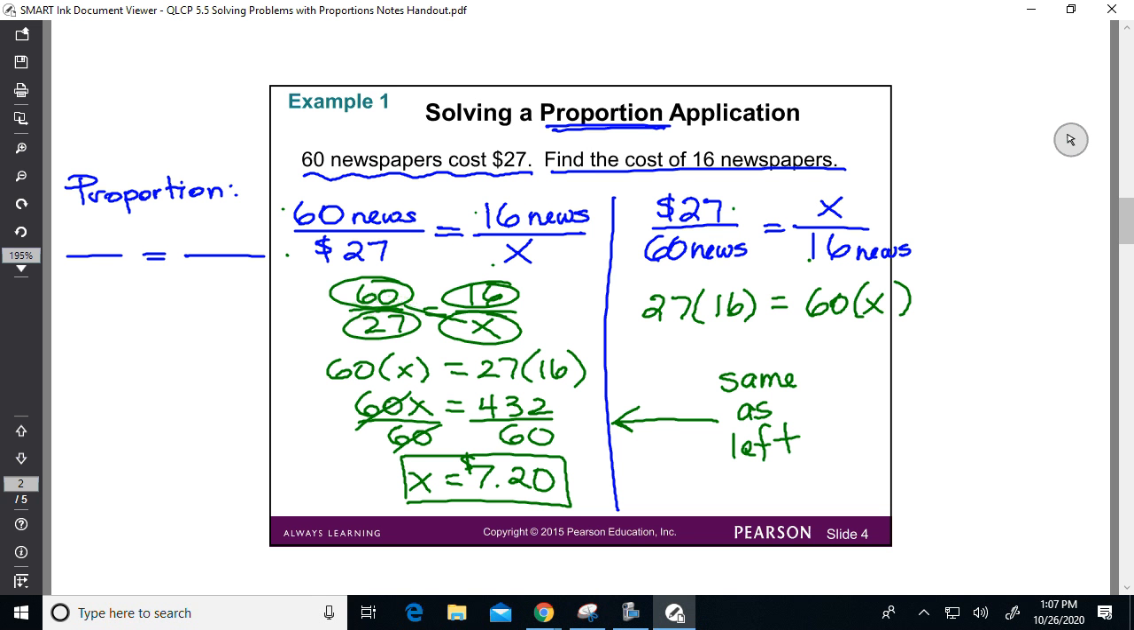Not seeing or hearing any, let me check for it. Not seeing any either. Let's go to example 2.